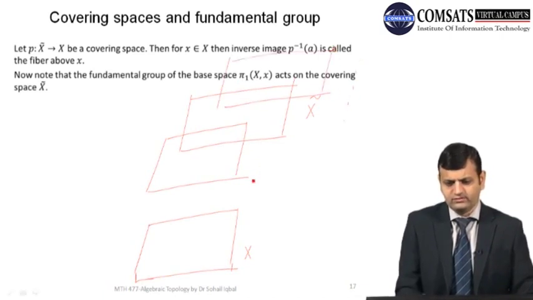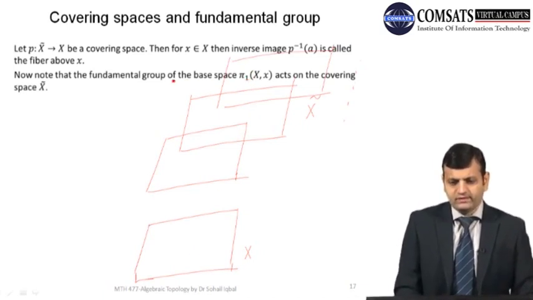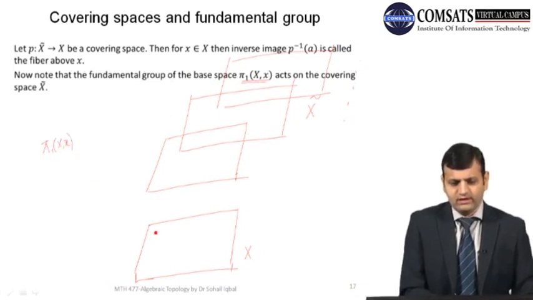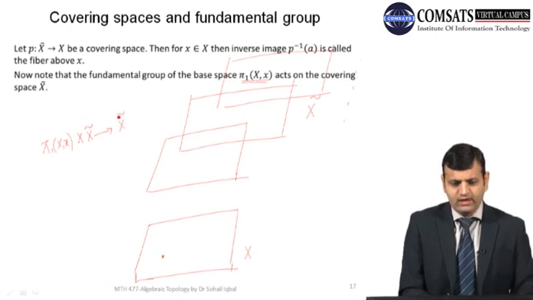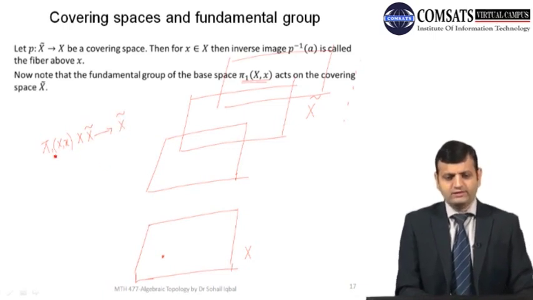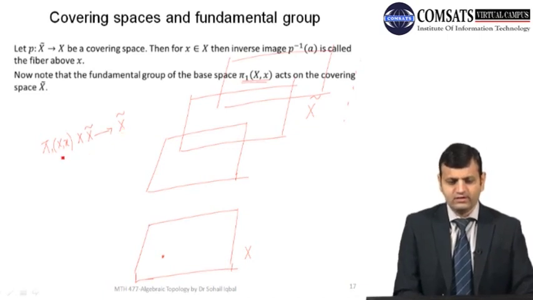Okay, so there will be many sheets and so on. Now if I have an element, this line says that if π1(X), the fundamental group of the base, then it acts on the covering space. So in other words, I need to have this map. What do I need to have? I need a function from π1 × X̃ to X̃. Give me an element of the fundamental group and an element of the covering space, and I should be able to give you another element of the covering space.